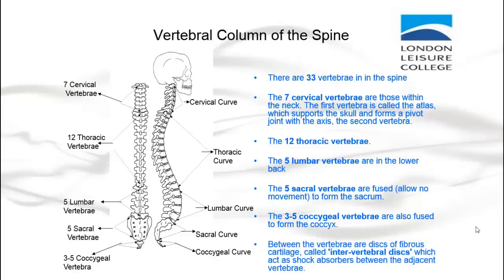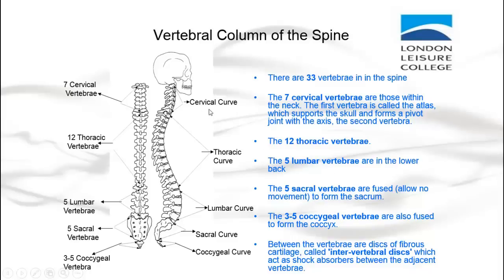In between the vertebrae are discs of fibrous cartilage called intervertebral discs, which act as shock absorbers between the adjacent vertebrae. So basically what that means is, in between these two bones you've got a sponge-like substance called intervertebral discs. Okay, and the main reason you've got them is to absorb shock when you're jumping up and down, or you land harshly or unexpectedly.